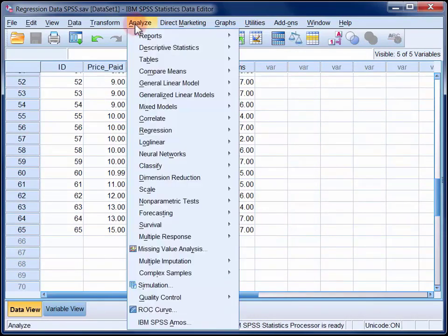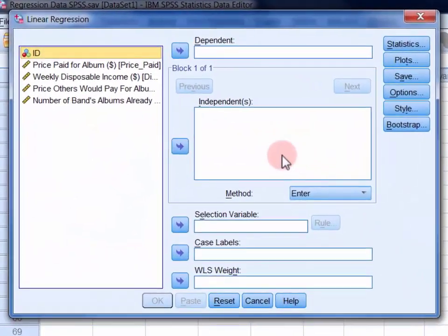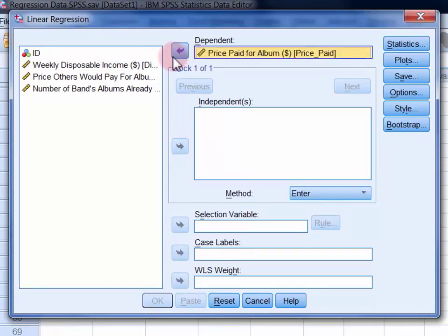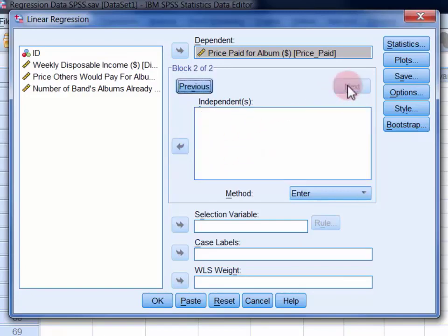So in the Analyze menu, select Regression and then Linear. Move the criterion variable, which is price paid for the album, into the dependent field, and then move the block 1 predictors, weekly disposable income and price others would pay, into the independents list. Now click the Next button and move the block 2 predictor, which is the number of the band's albums already owned, into the independents list.